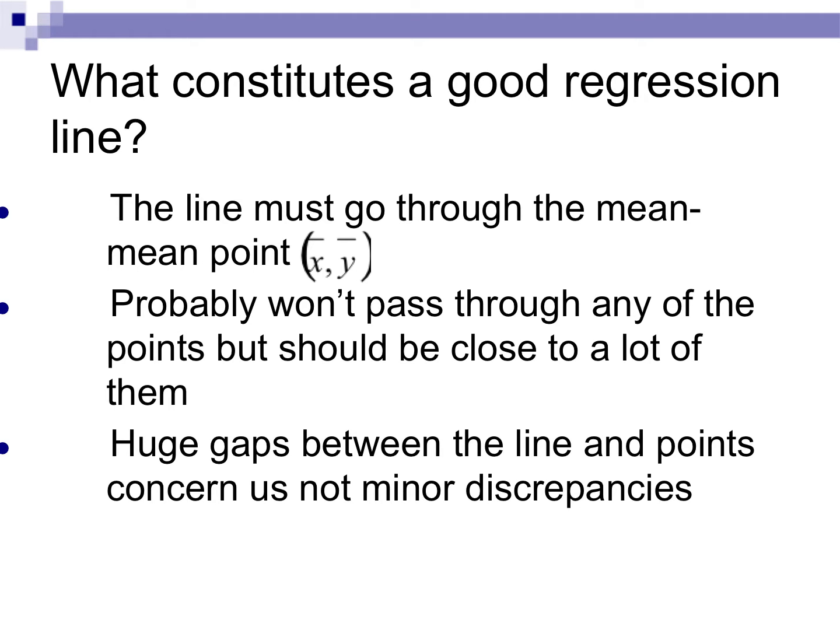What constitutes a good regression line? It goes through the mean of x comma the mean of y. That's called the mean point. It probably won't pass through any of the other points, but should be close to a lot of them. And huge gaps between the line and the points concern us, but not minor discrepancies.